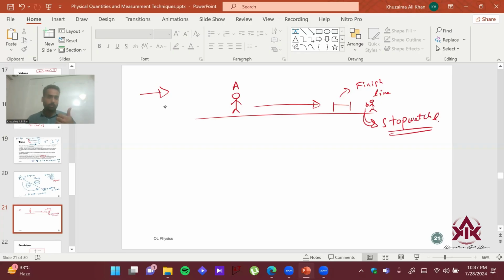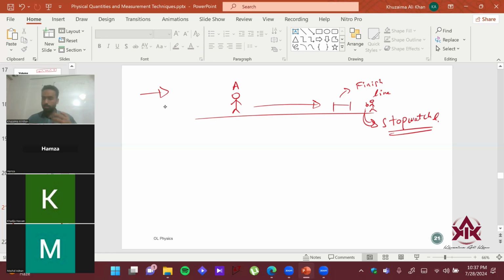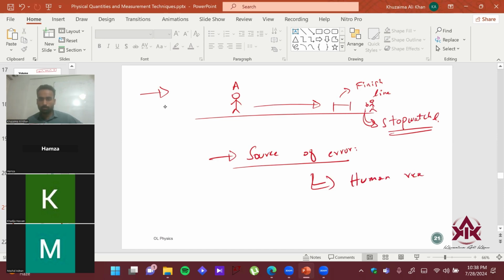So when the person starts and stops the stopwatch, what does our brain do? Our brain basically sends a signal to the hand to start the stopwatch. The duration from ordering the hand to start the stopwatch till it reaches and does the thing takes some time, because we have a human brain and it takes some time to process and do the stuff. That is called human reaction time. So we have one source of error in this, that is called human reaction time. It can vary from 0.1 second to 0.3 seconds.